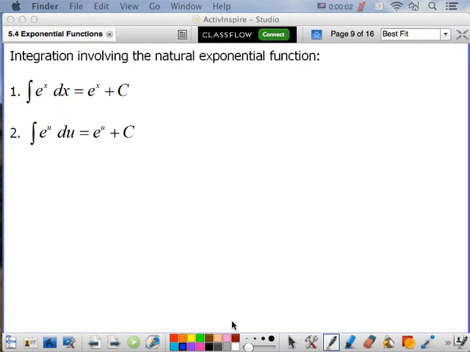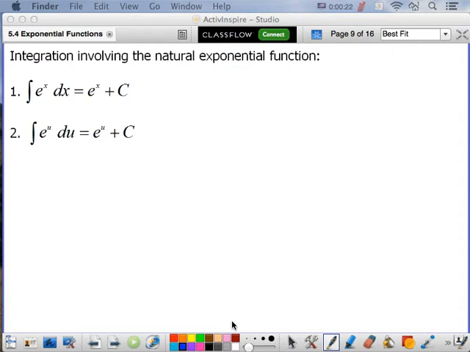For the second part of section 5.4, we're going to look at integration that involves natural exponential functions. The first one's really simple. So here are our two formulas. The integral of e to the x with respect to x is equal to e to the x plus c. Because e to the x is its own derivative, it's also its own integral.